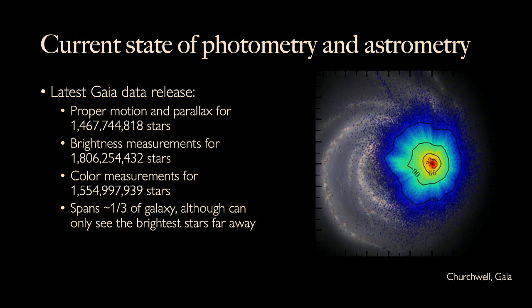So the latest data release in Gaia has 1.5 billion stars that have proper motion and parallax and color, and 1.8 billion stars that have a brightness measurement that's associated with it. So this is what we can start to do when we take wide field photos over many years, is we can start to get information on all of the stars that we can see out to 1/3 of the galaxy.